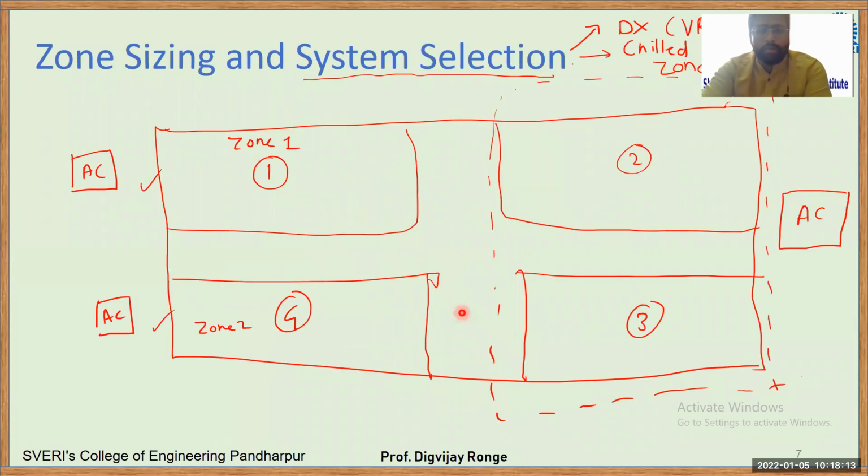Next thing is zone sizing and system selection. Zone sizing means, suppose in this ground floor I showed you yesterday, there are four flats. Zone sizing means for one zone there will be one air conditioning system. So if you want to apply an air conditioning system for one zone, you can select one flat as one zone, or in another case you can combine these two flats, name it as zone 3, and we can design an air conditioning system for that also.